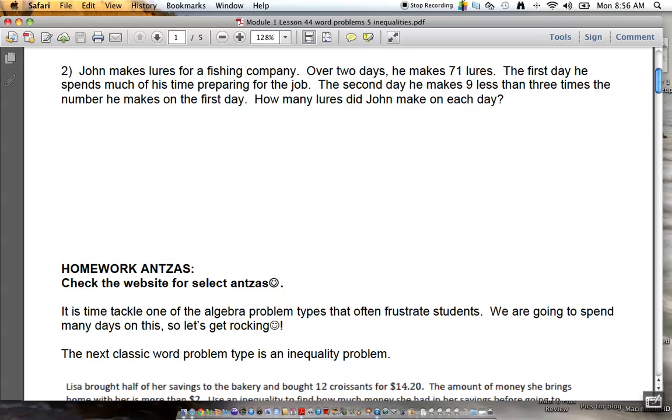So the minute I read a question like this, I always like to turn around and write first day, second day. I really like it to be organized so that I can follow what's going along. Okay? So I'm going to let D be the first day. And the next day it says he makes 9 less than 3 times the number on the first day. So that would be 3D minus 9. Now, I call this like the setup.